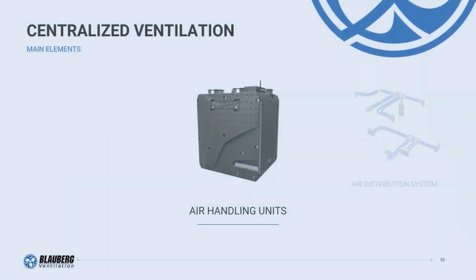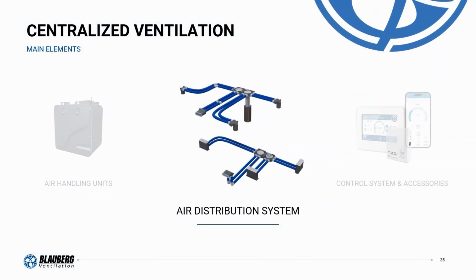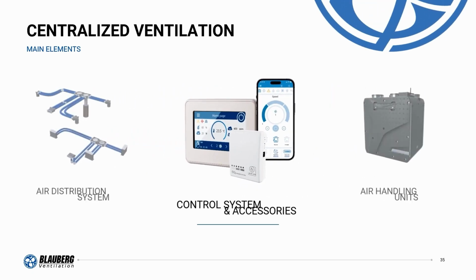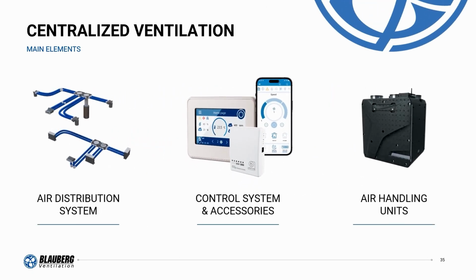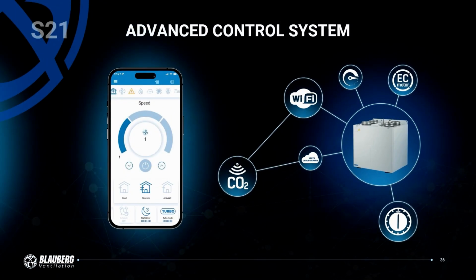The next component of the centralized ventilation system is the control system. Let us take a closer look at the advanced control system for residential ventilation. The main control system, S21, is an advanced control system that not only manages the supply and exhaust unit, but also adjusts its operation based on air quality sensor readings.